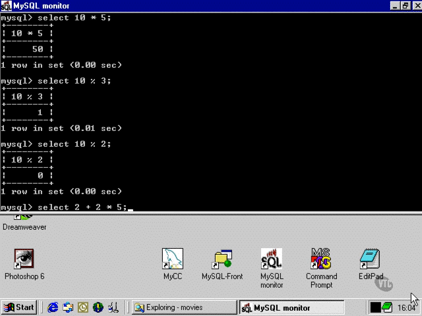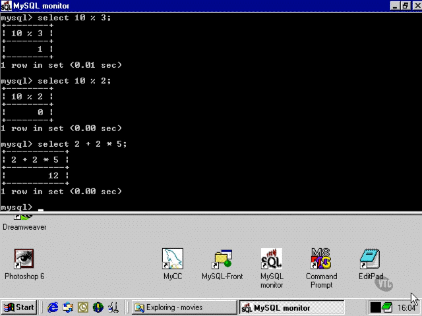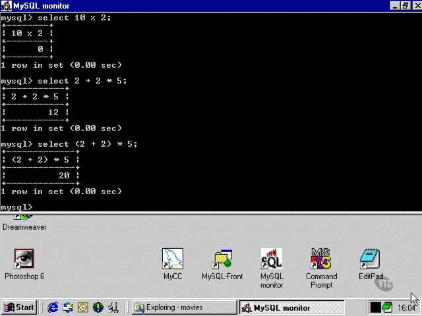The answer is that MySQL will always do the multiplication first, so the answer in this case is 12. The reason for that is that multiply and divide have what's called operator precedence over addition and subtraction. If we want to force MySQL to carry out the addition first, we simply put brackets around that part of the expression. That will give the other response shown here.